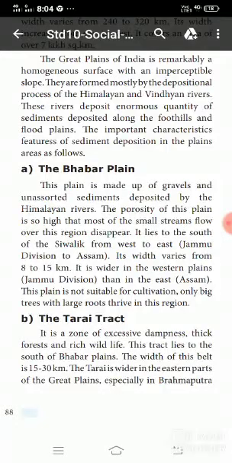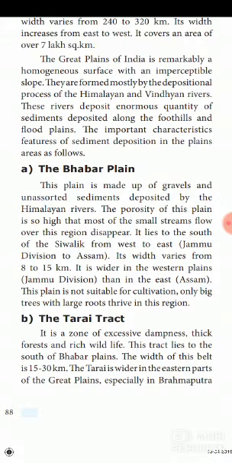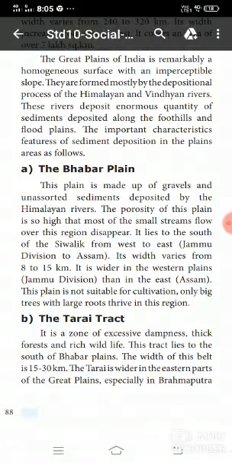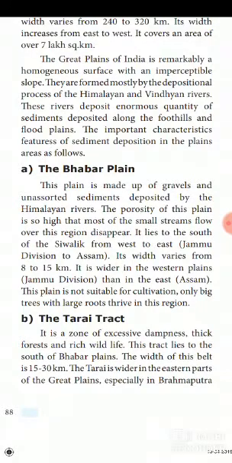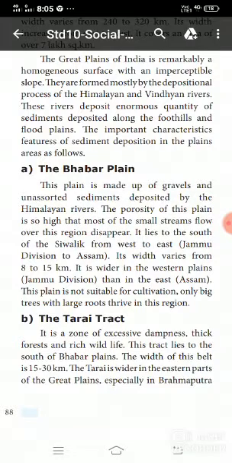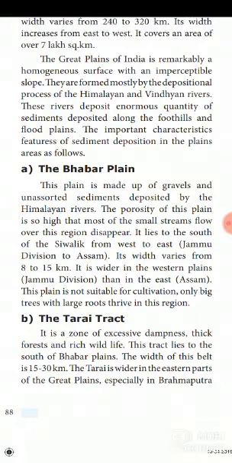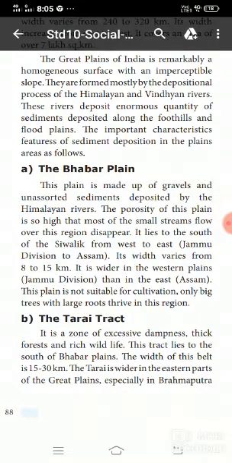Okay, next one. The Great Plains of India is remarkably a homogeneous surface with an imperceptible slope. They are formed mostly by the depositional process of the Himalayan and Vindhyan rivers. These rivers deposit enormous quantity of sediment deposited along the foothills and floodplains. The important characteristic features of sediment deposition in the plains areas are as follows.